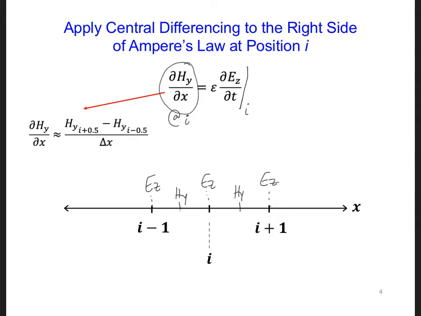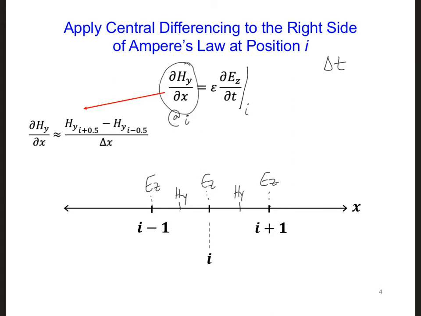Now, to evaluate the partial time derivative on the right side of this equation, we need to define a time step increment. Let's call that dt. dt is the amount of time between adjacent solutions of EZ, since using digital computers, we can only solve for EZ at discrete moments in time. For convenience, since the EZs are positioned at integer spatial indices, I plus 1, I plus 2, and so forth, let's also solve for the EZ components at integer time steps.